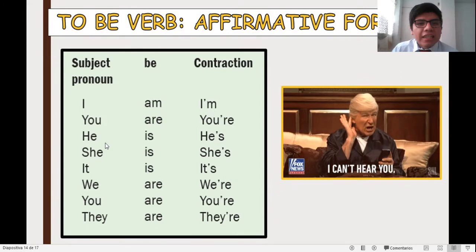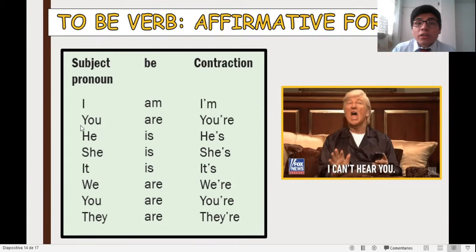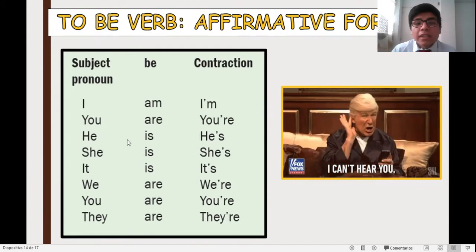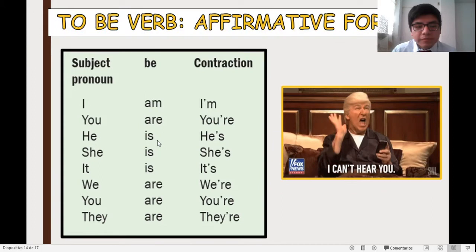I am. You are. He is. She is. It is. This one is like a short I. It is. Es una I corta. It. It's not eet. No. It's it. It is.